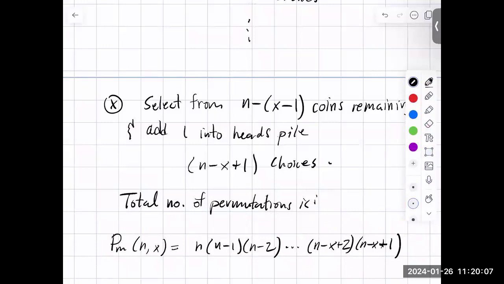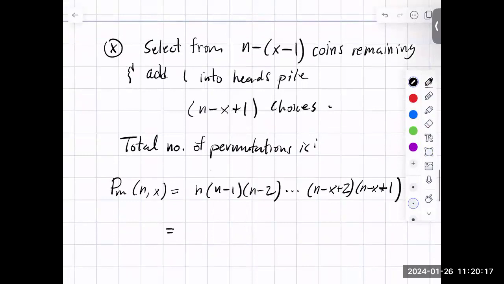Can anybody think of what's a more convenient way to express this? Factorials? Yeah, factorials. So what I'm going to do is put an N factorial here. What do I have to do to make this work? This doesn't go down to 1, right? It stops at some place. So what should I do? Yes, that's right. Exactly. And so this is the number of permutations.